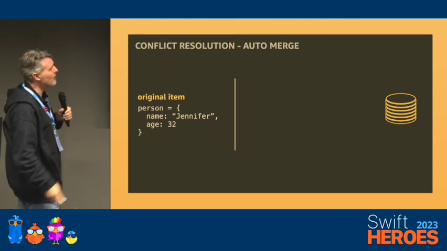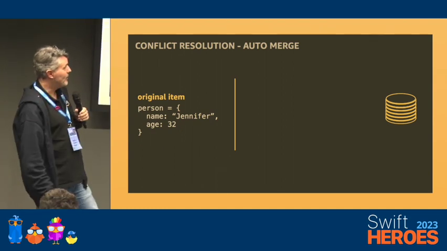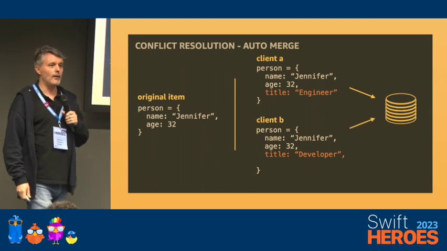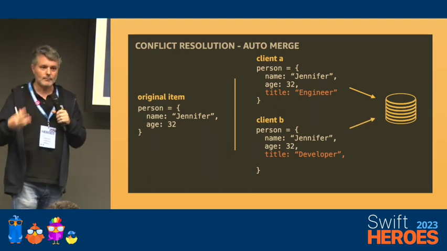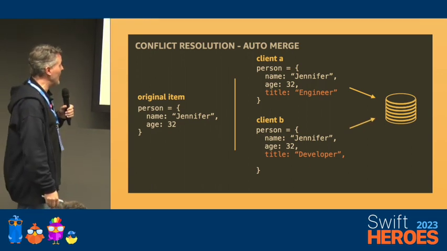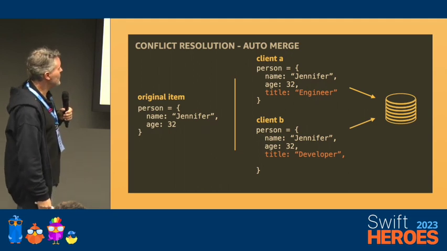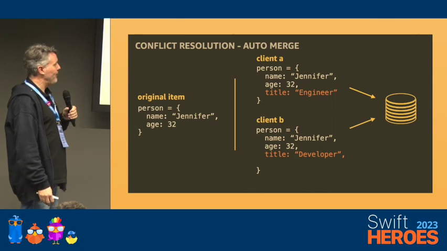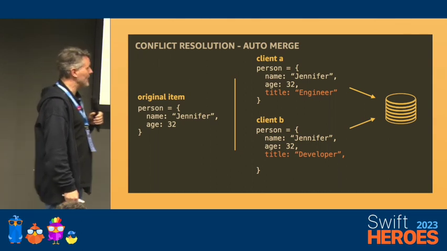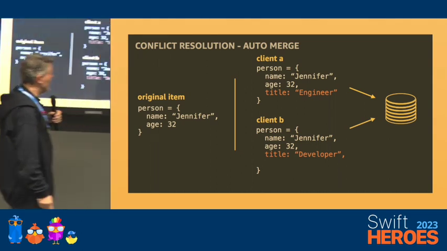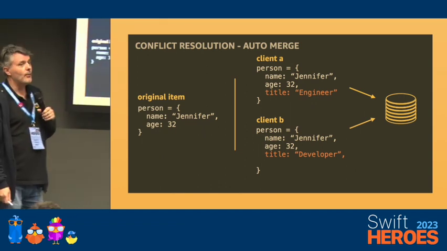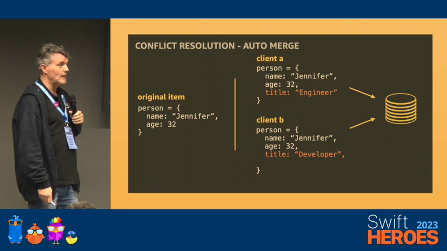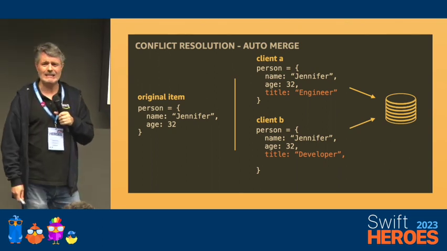So let's imagine you have one entity, a person. Her name is Jennifer, and she's 32 years old. Then we have two customer applications that are making changes on that entity, person Jennifer, age 32, and both customers are adding a field called title, one of them as engineer and the other one as developer. What do you think is going to be the final result of that merge? Any idea?